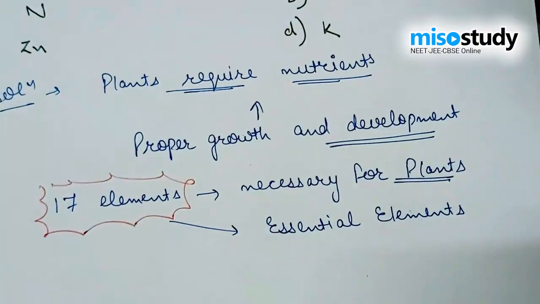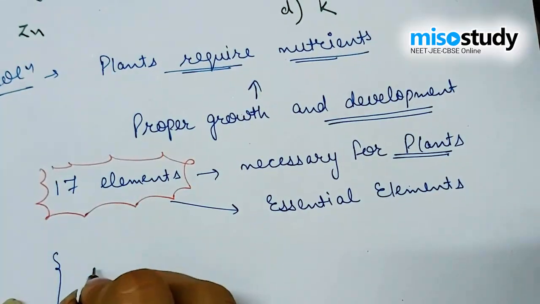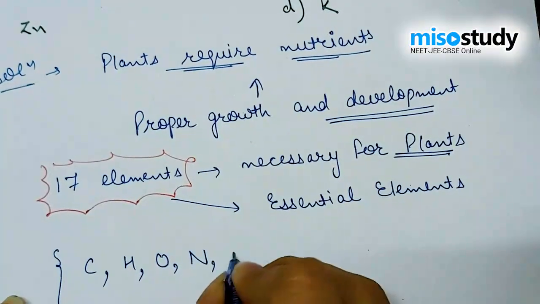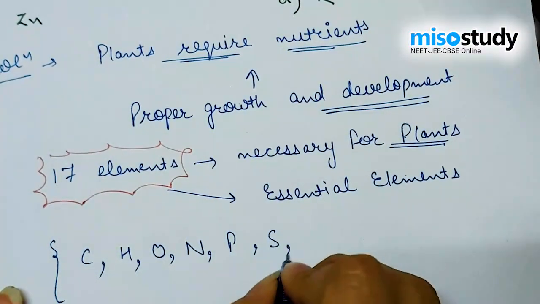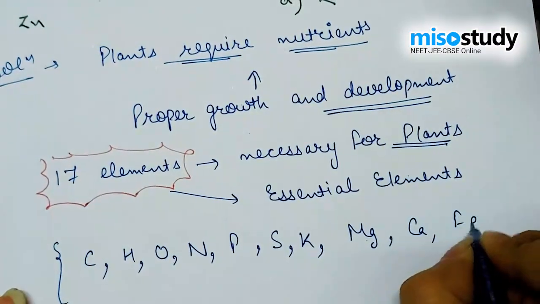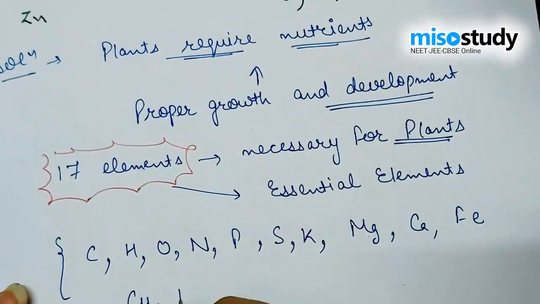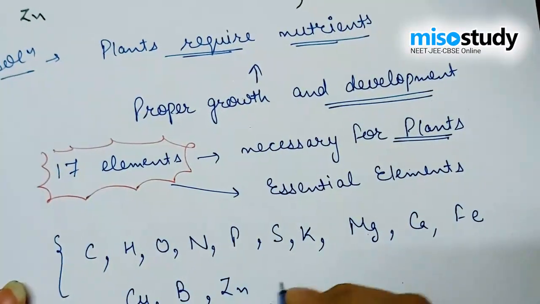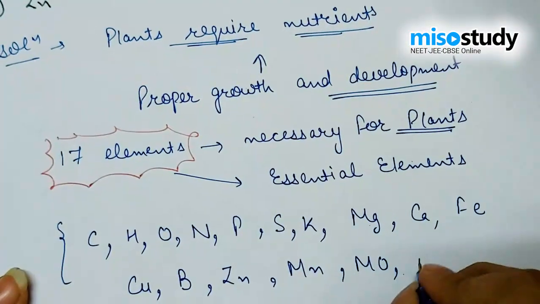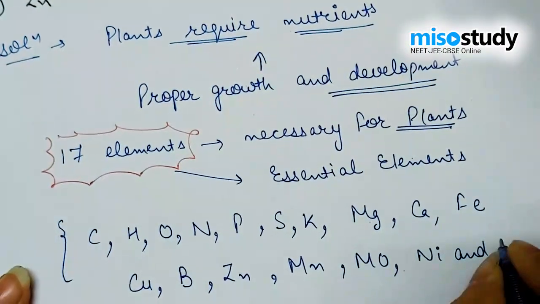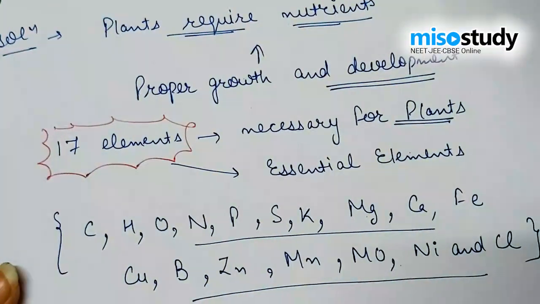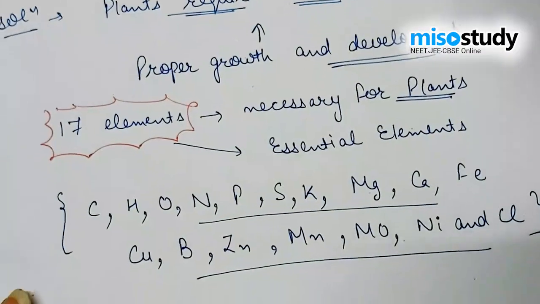These 17 elements are carbon, hydrogen, oxygen, nitrogen, phosphorus, sulfur, potassium, magnesium, calcium, iron, copper, boron, zinc, manganese, molybdenum, nickel, and chlorine. I just write here the symbols of all the 17 essential elements.